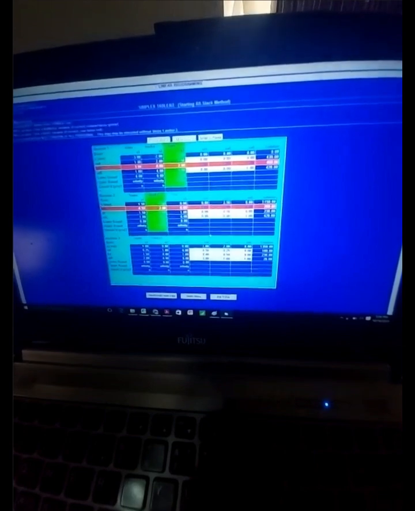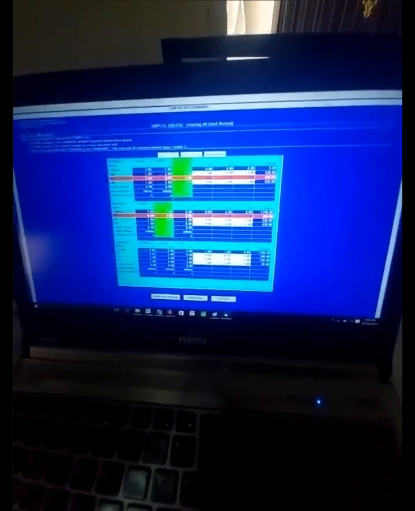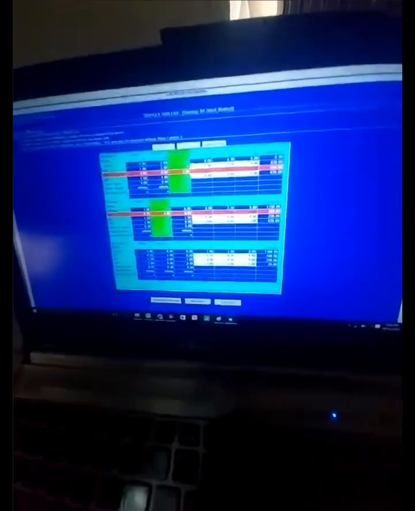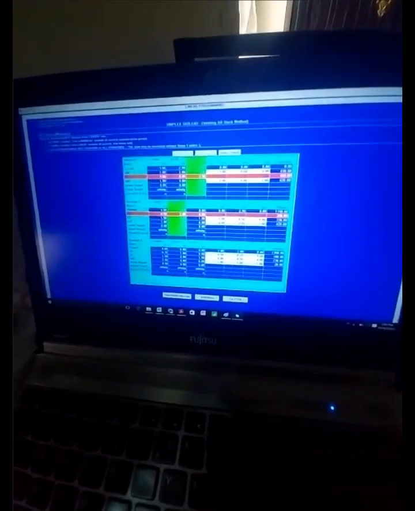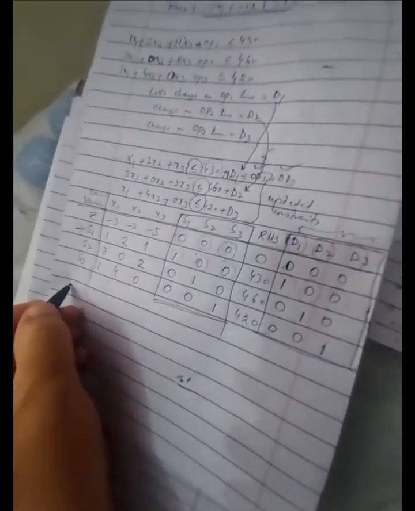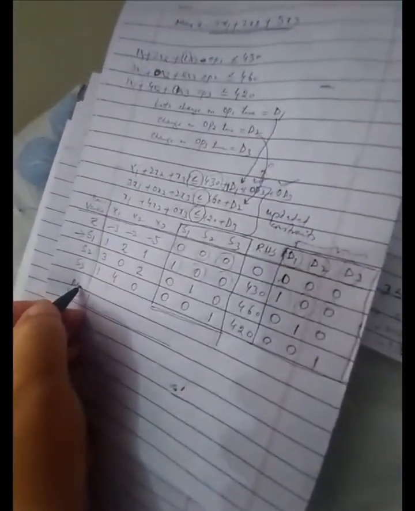So in iteration 3, we get the optimal solution, and I can write the optimal solution from here into my page. Okay, so now we put this is the basic variable. Here we have z.